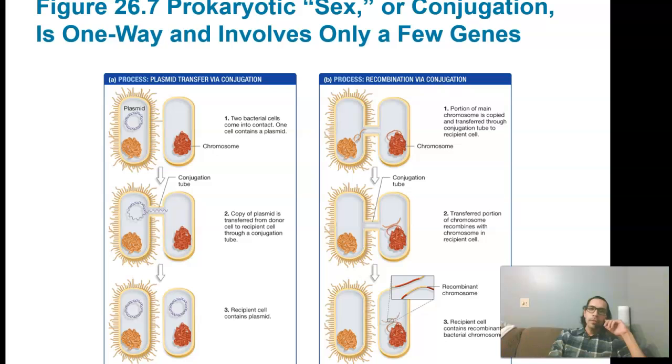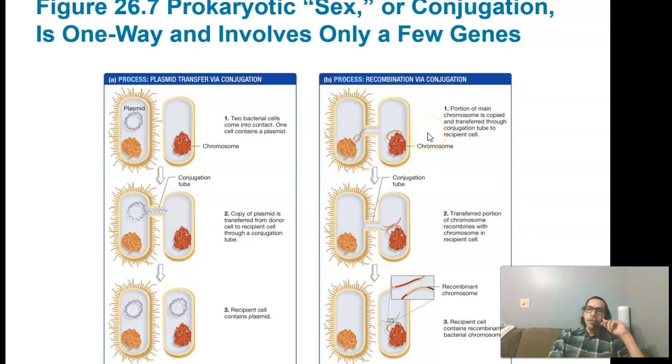The other one was conjugation. There are two types of conjugation. You can have two bacterial cells that come into contact with one another, and one cell contains a plasmid. Then with this structure called the conjugation tube, it sends a copy of the plasmid to the other cell, and now the recipient cell has the plasmid.